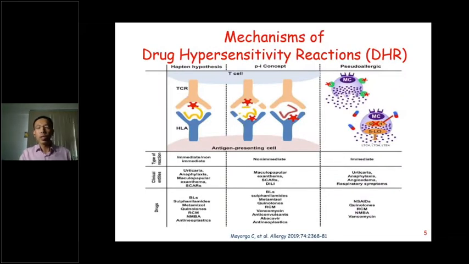So this is a paper published in the 2019 issue of Allergy, which gives you a very good review of the mechanisms of drug hypersensitivity reactions. And we do know that when we talk about allergic drug reactions, most of them are mediated either through IgE or non-IgE mediated mechanisms, and in particular T-cell mediated mechanisms. The long-held hypotheses of the hapten hypothesis and the PI concept are among the main mechanisms which mediate allergic drug hypersensitivity reactions.